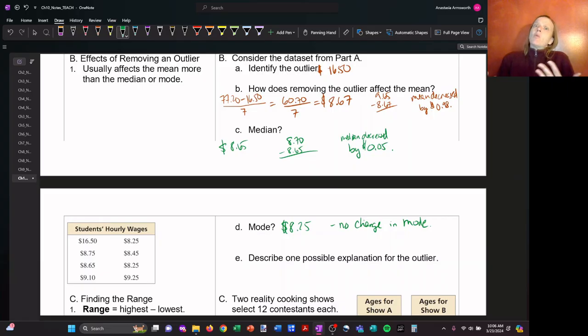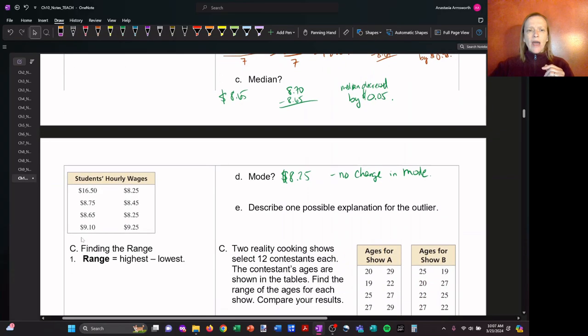Lastly, because this is a real world problem, and all of these statistics data set questions are real world problems, think about an explanation for that outlier. Why are most of these students getting paid around $8, $9 an hour, but one student is getting paid $16.50 an hour?